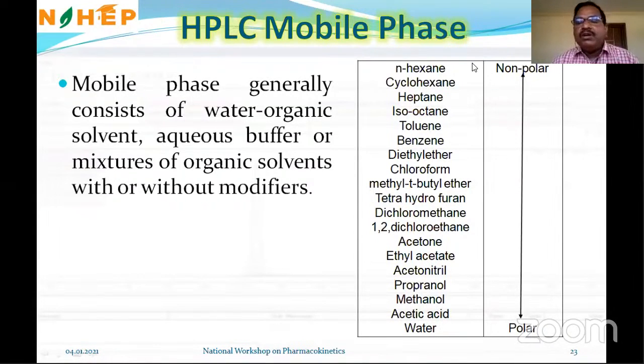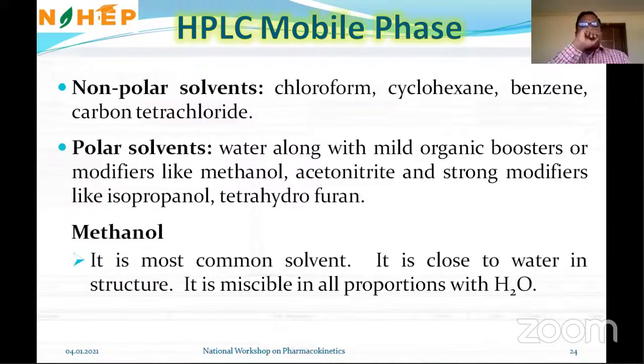Suppose in normal phase chromatography, to increase the non-polarity, we will increase the percentage of hexane or cyclohexane. To reduce the non-polarity, we will increase the percentage of isooctane, toluene, benzene or chloroform. By changing the percentage of these solvents, we can change the polarity or non-polarity.